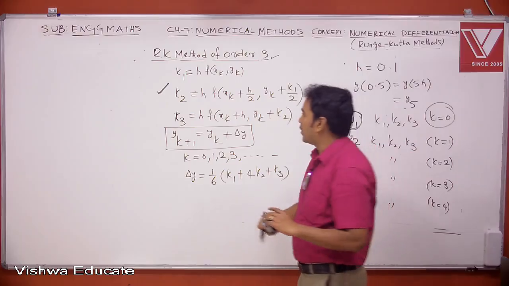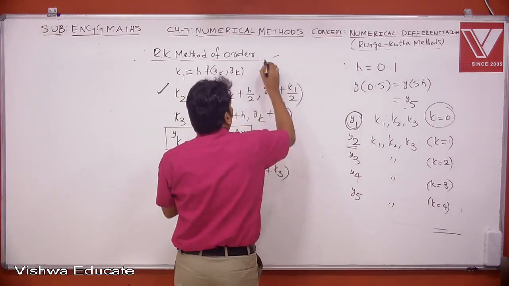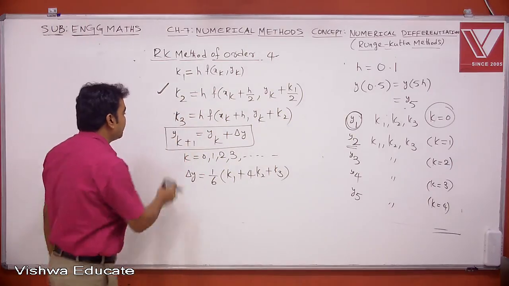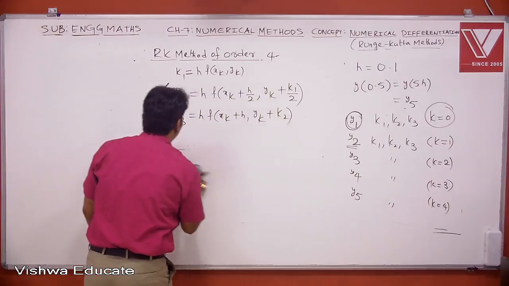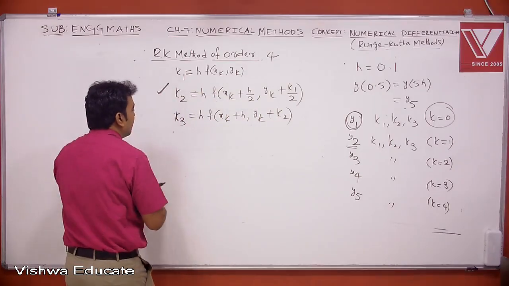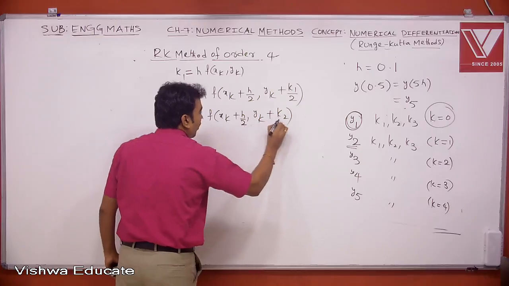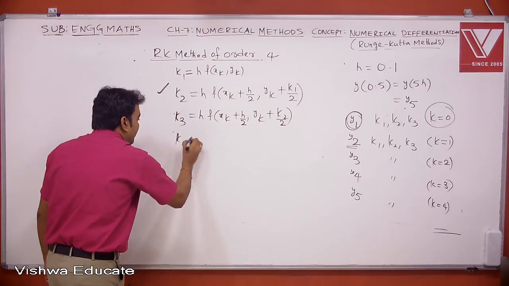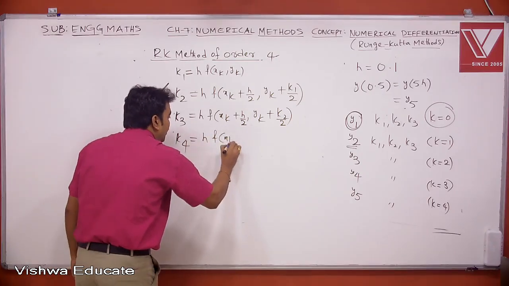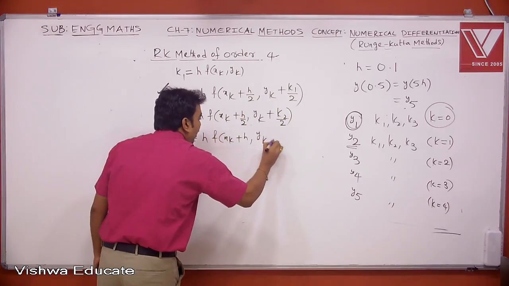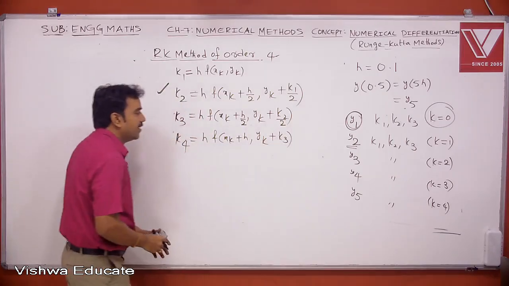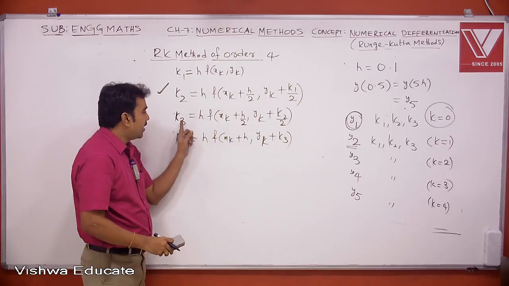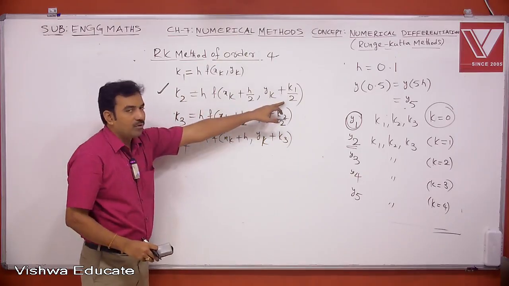Now we go to the last method. This is RK method of order 4. So in this case, 4 iterations are required. Let us see, the first 2 iterations are the same, k1 and k2. But in case of k3, here the increment is only h by 2, k2 by 2. And when you go to k4, this is the last value. So again, this becomes h into f of xk plus h, comma yk plus k3 only. So in this case, k4 depends on k3 value, k3 depends on k2, k2 depends on k1 value.